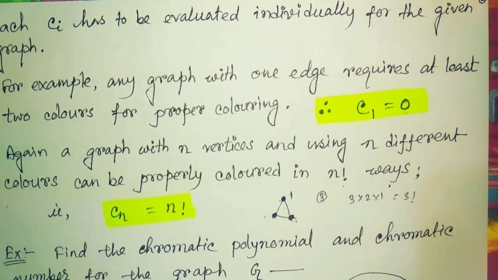Similarly, if there are a total of n vertices and n colors are provided, then by using the n different colors, it is possible to color in n factorial ways.